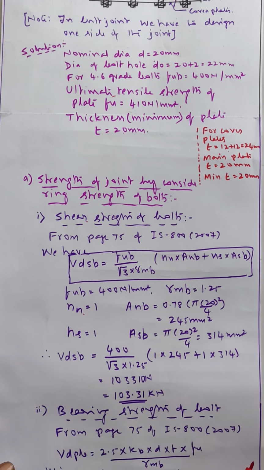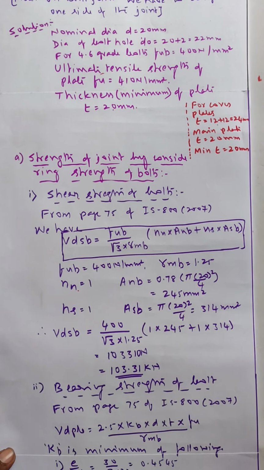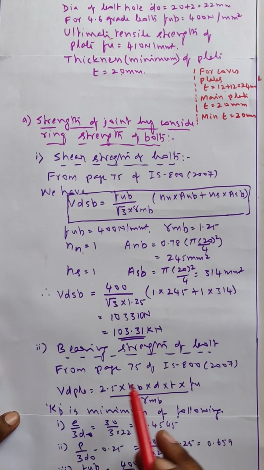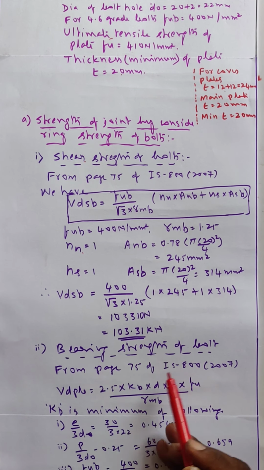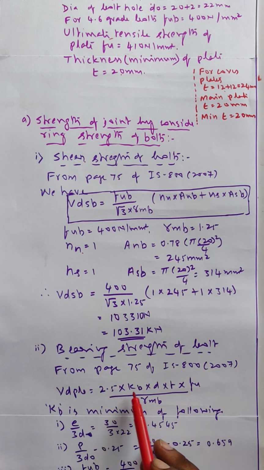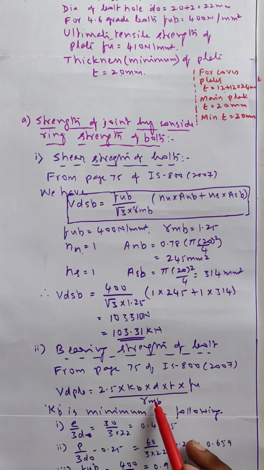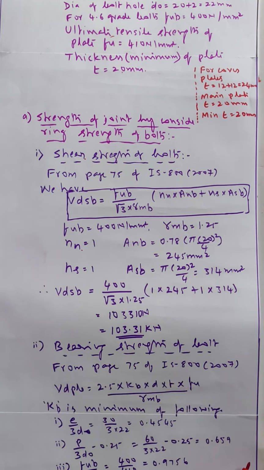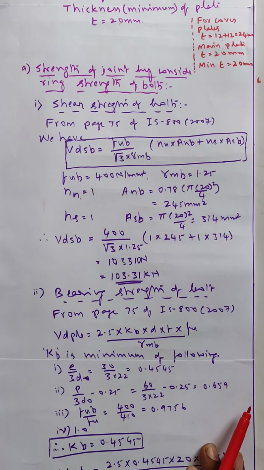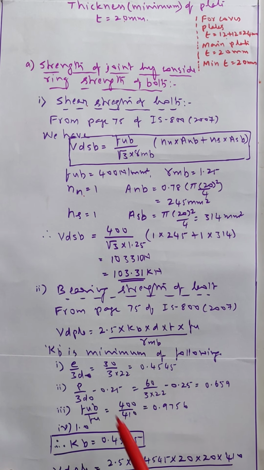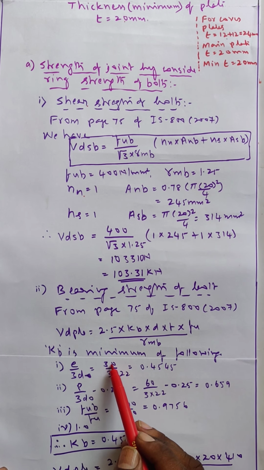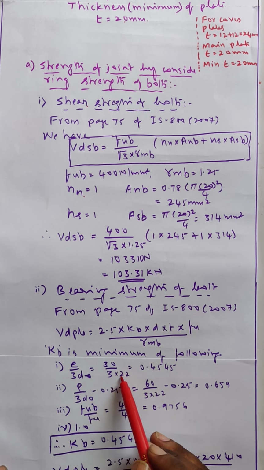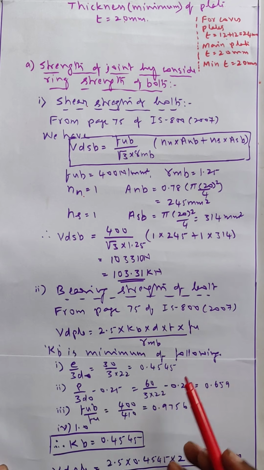Now we will calculate what is the bearing strength of the bolt, because bolt value is minimum of bearing and shear strength. Bearing strength of the bolt, it is also from page 75 we have VDPB equals 2.5 kb into D into T into FU divided by gamma MB. The kb is the minimum of following values. One is E by 3D naught. E means edge distance, 30 mm we have. D naught means diameter of the bolt hole, 3 into 22. We are getting 0.45.